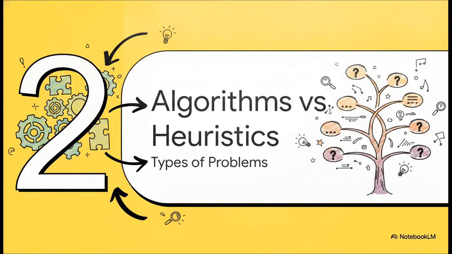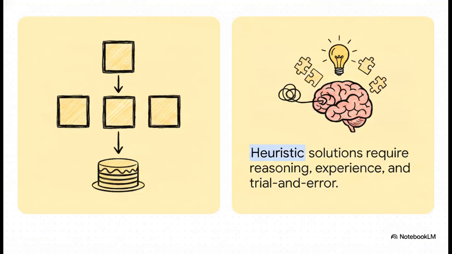And that brings us perfectly to Section 2, Algorithmic versus Heuristic Solutions. You'll definitely want to note this down. It's a classic exam concept. There's a huge difference between algorithmic and heuristic solutions. Algorithmic solutions are totally straightforward. They can be reached through a direct series of actions. Think baking a cake or balancing a checkbook. Computers are absolutely phenomenal at executing these.